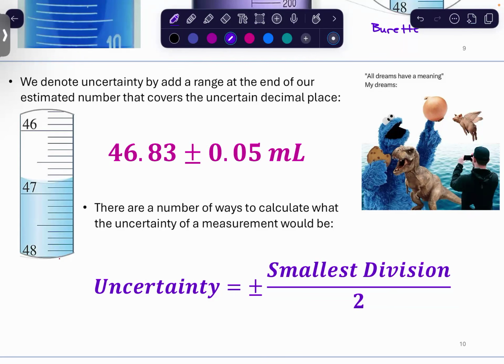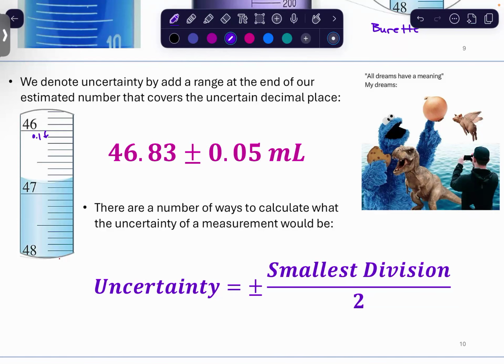So what you see here is there's a number of ways that we can calculate this uncertainty. And so one of the easiest ways to do it is you take the smallest division on your device and you divide by 2. Okay, so the smallest division, so like from there to there, is 0.1 milliliters.